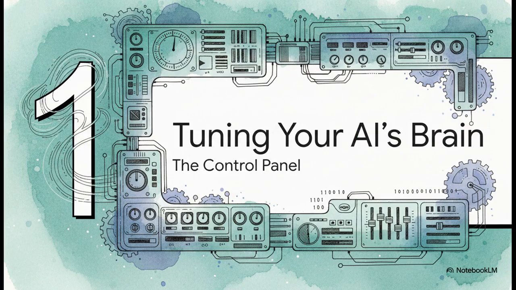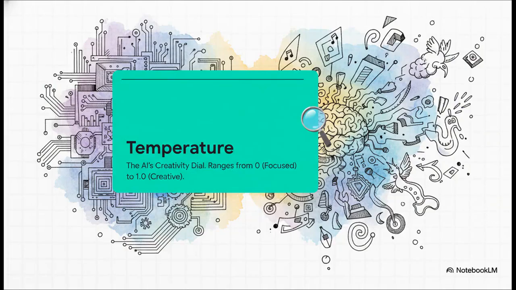Okay, so before we even write a single word of a prompt, we need to talk about the AI's settings. I want you to think of this as the control panel for the AI's brain. It lets you dial in its personality and its precision before you even start. The most important setting on that panel is temperature. And it's exactly what it sounds like, a creativity dial. If you set it low, the AI will be super focused, factual, and predictable. But if you crank it up high, well, that's when it gets creative and sometimes a little wild.